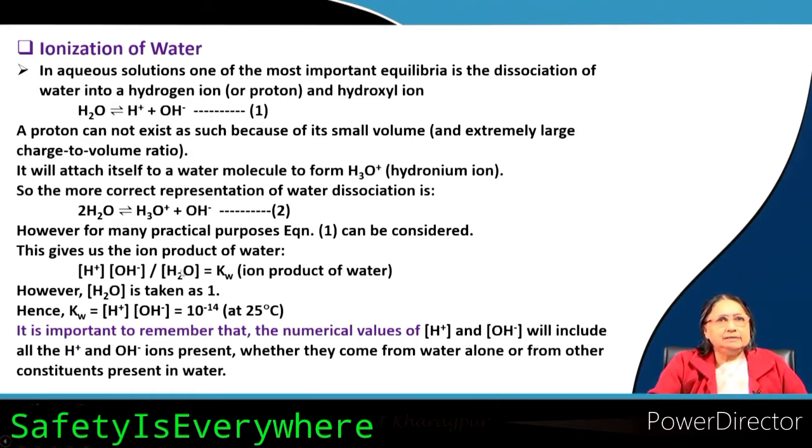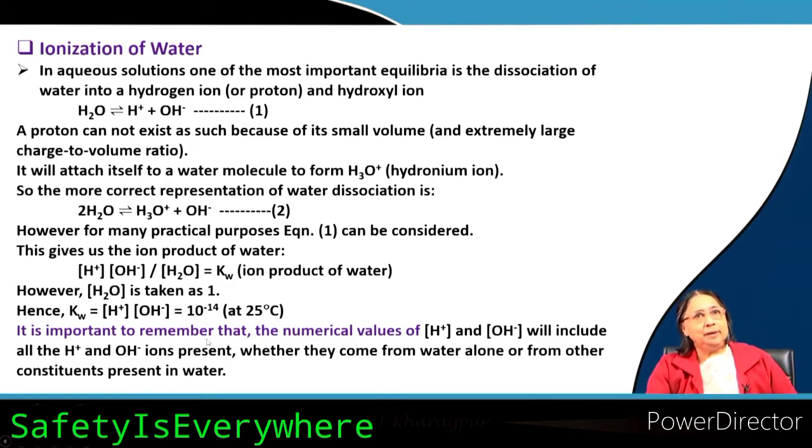Now, it gives us the ion product of water. We know that from the equilibrium expression we get the equilibrium constant, which in case of water is expressed as Kw. It is nothing but the ion product of water. And the water concentration here, from the rules, we know is taken as 1. Now, the Kw value at 25 degrees is also a very low value, 10 to the minus 14.